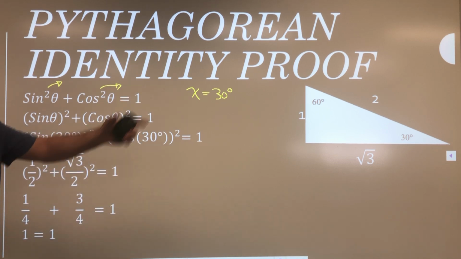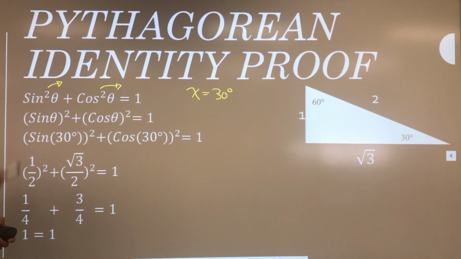Cosine of 30, again, you could look over there, adjacent over the hypotenuse, root 3 over 2. Now it's root 3 over 2 squared. Well, square 1/2, what do you get? 1/4. Square root 3 over 2. You square a square root, the square roots cancel. You get 3, and square the 2, you get 4. Now I have 1/4 plus 3/4 was supposed to equal 1, and of course 1 does equal 1. So there's the proof of, again, just grabbing a 30, 60, 90, using some values to make sense of this identity. Okay?